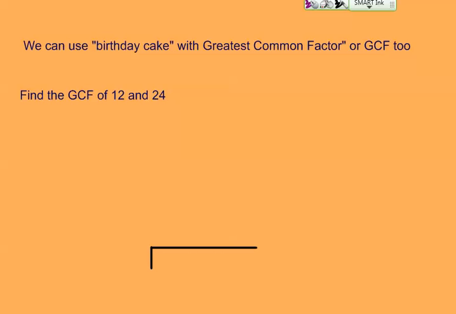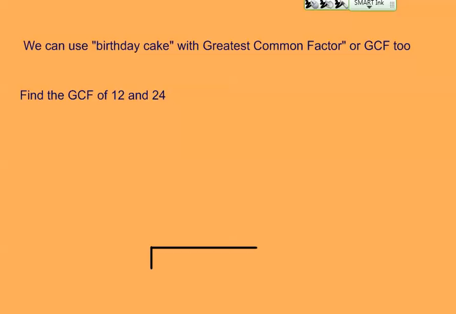Okay, so I said I really like birthday cake because you can do a lot of things with it. One of the other things we can do is greatest common factor. So we're going to find the greatest common factor of 12 and 24 by doing birthday cake. You do it the same exact way. You just have 2 numbers now instead of 1.